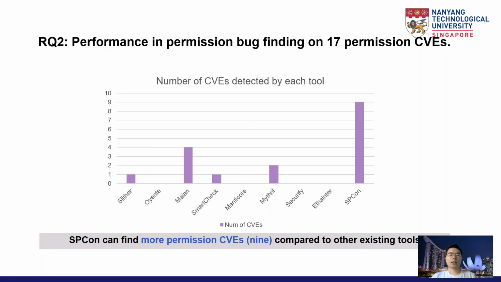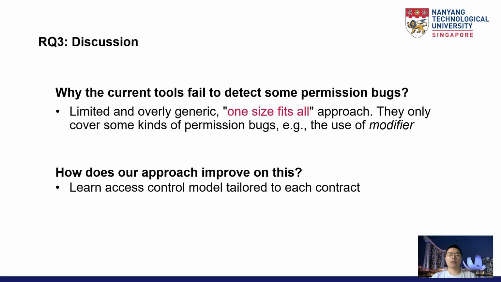We also investigate the reason why the current tools fail to detect some permission bugs. Most tools are pattern-based. The patterns they use are limited and overly generic. For example, static analysis tools will check if there are modifiers to protect functions. For our approach, we can learn a likely access control model for a specific contract. The model can be used as patterns or test oracles to find a wider range of permission bugs.